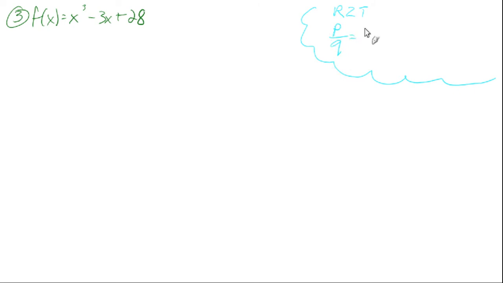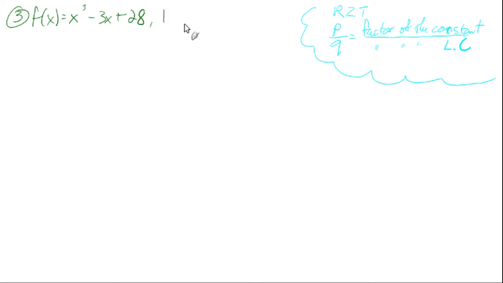P over Q, where P is a factor of the constant, and Q is a factor of the leading coefficient. Okay? So in this problem, the constant is 28, and the leading coefficient is 1. So all the possible zeros, and this is what we're supposed to do with this problem, is list all the possible zeros. So let's list all the factors of 28.